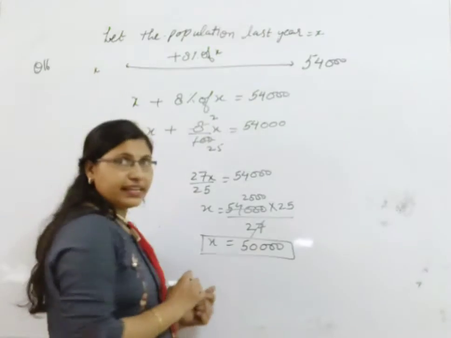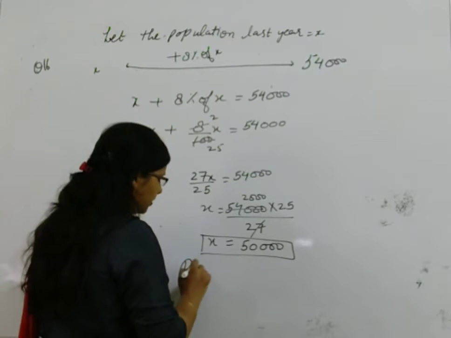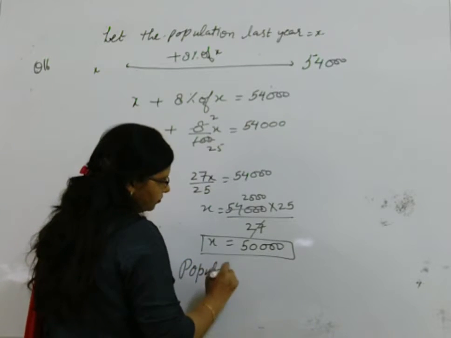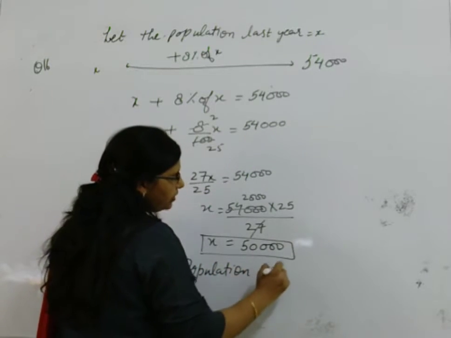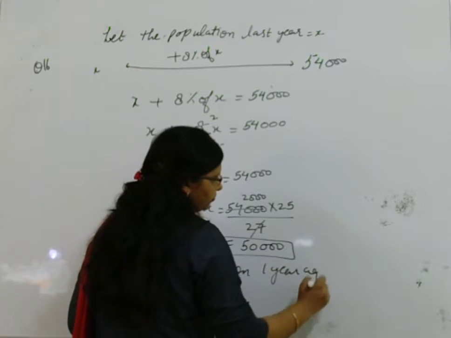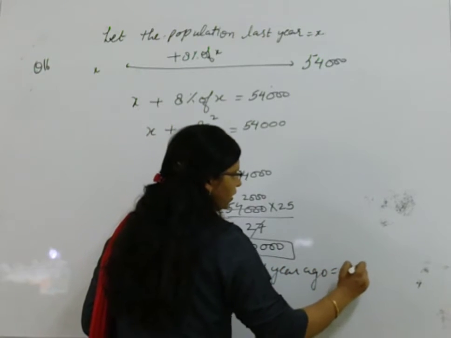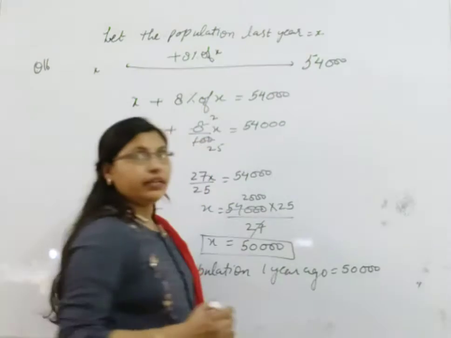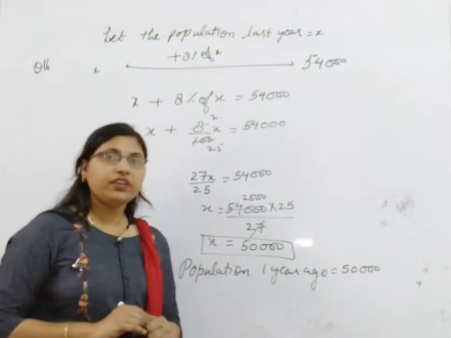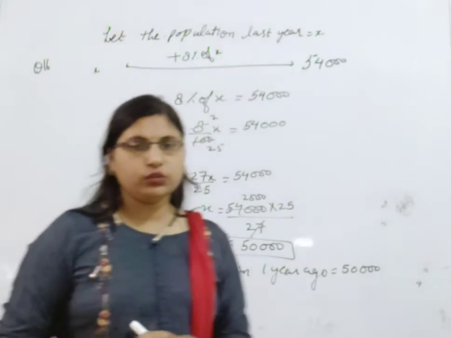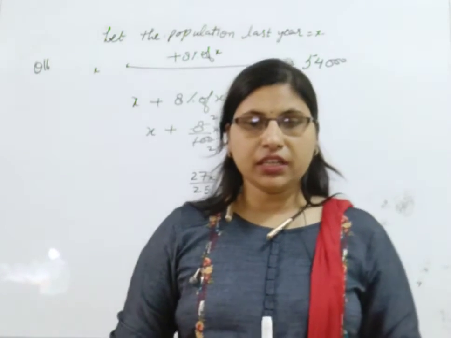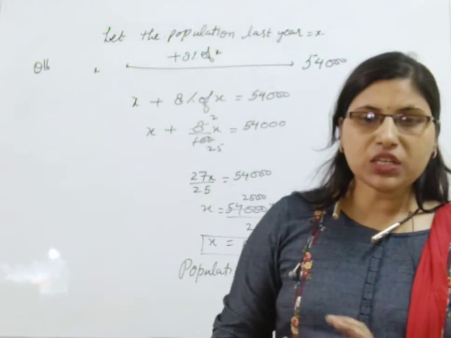So we can write the statement: population 1 year ago is equal to 50,000. Clear? Now the same way we can do the next question also. In the next question, we are having a machine.